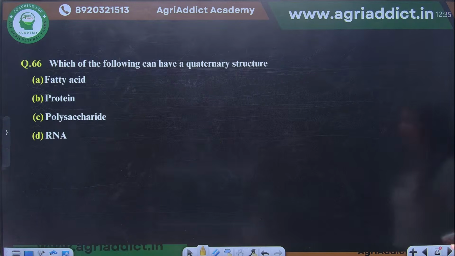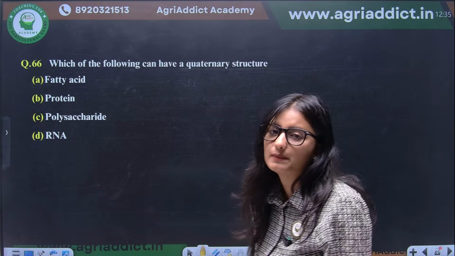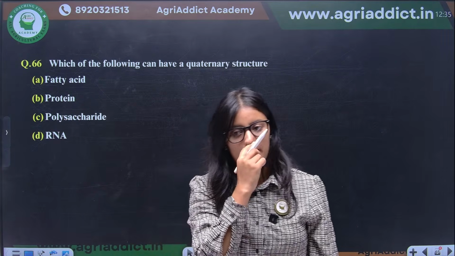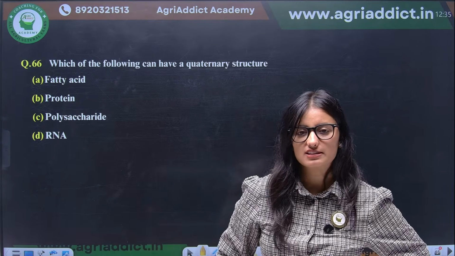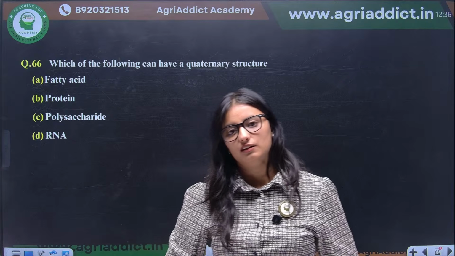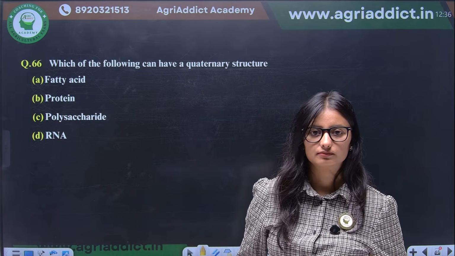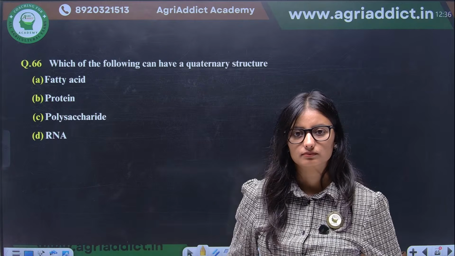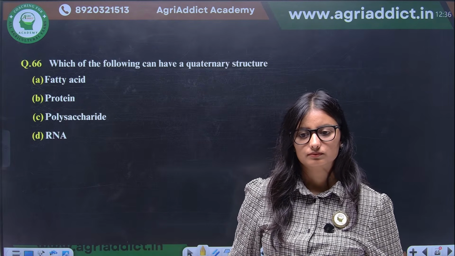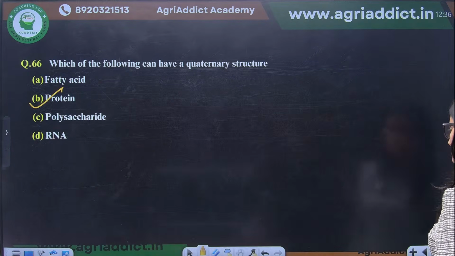So drip irrigation is the correct answer. Very good. Next is, which of the following can have quaternary structure? हमारे पास primary, secondary, tertiary, quaternary structure किसमें present होता है? In which of the following? Is it fatty acid? Is it protein? Is it polysaccharide or RNA? What is it? Protein. Yes, very good. Protein is the correct answer.